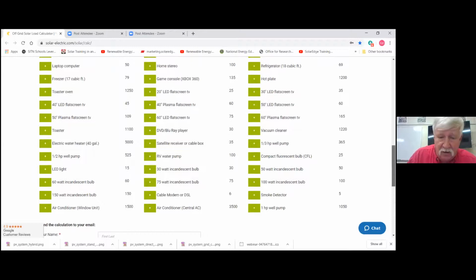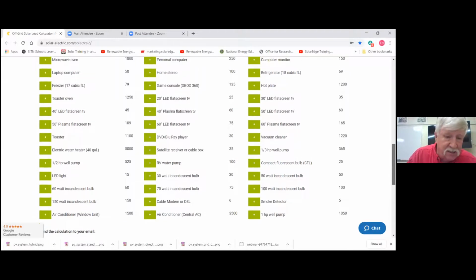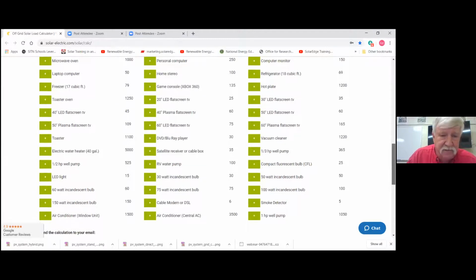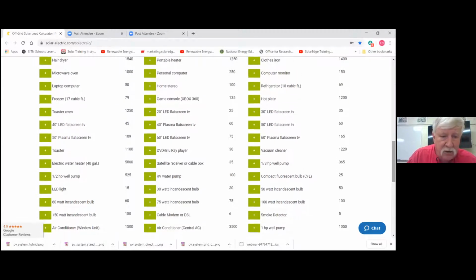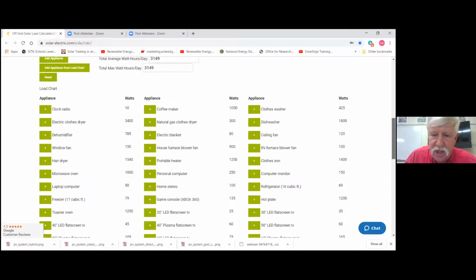For example, look at that air conditioner down here, 3,500 watts. And that's a central AC, an air conditioner unit, 1,500 watts. Your electric water heater over here, 5,000 watts. Those are things you want to avoid, okay? Because they're going to eat up so much of your energy. Your system is going to be huge.